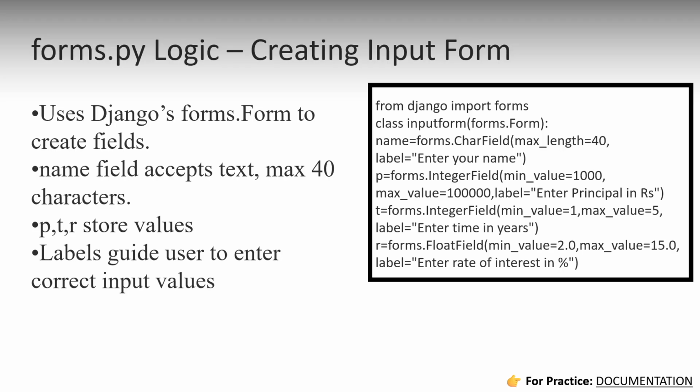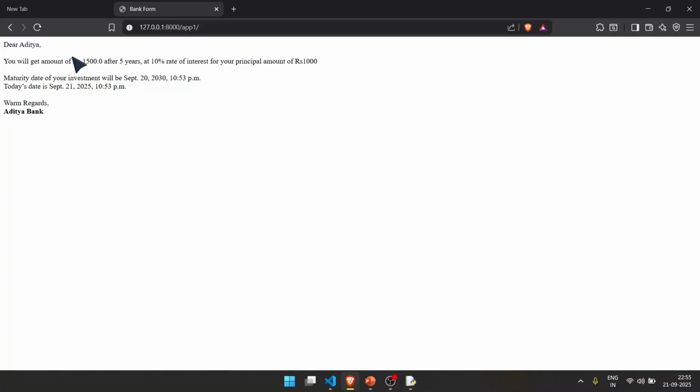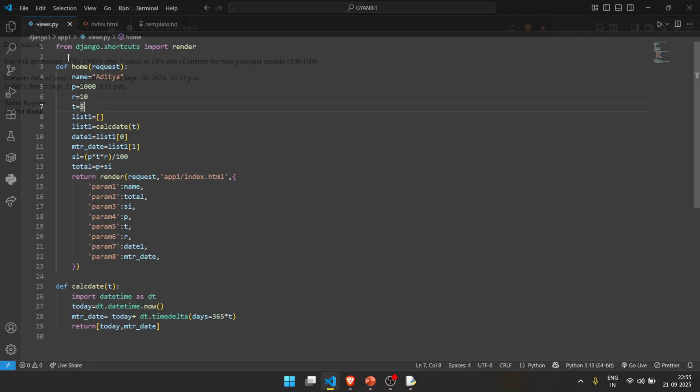Moving forward, now comes the main part, that is forms.py. Forms.py is basically used to create form fields for the users in the web page. So we saw the web page here. Here you will have a form to fill in and then you'll get the output. That is your name, etc. So let's try it out.